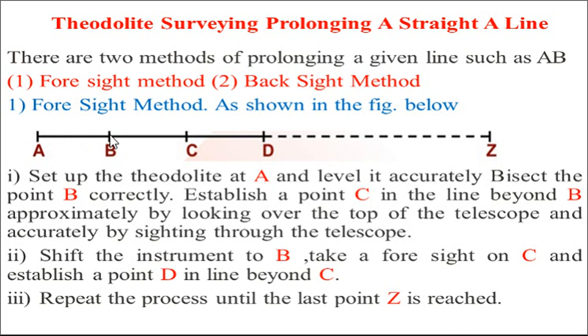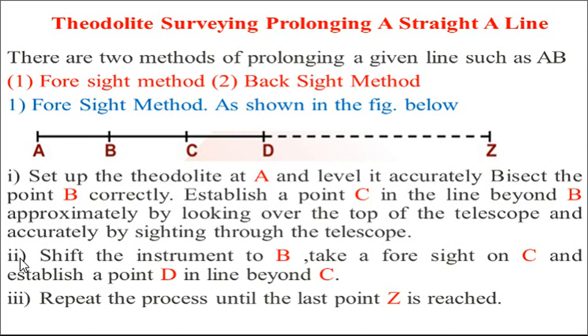After centering and after leveling, what we have to do? Bisect the point B correctly. Then establish a point C in the line beyond B. So we will get this point in line of the telescope at C. So we have extended the line AB up to C, by looking over the top of the telescope and accurately by sighting through the telescope.